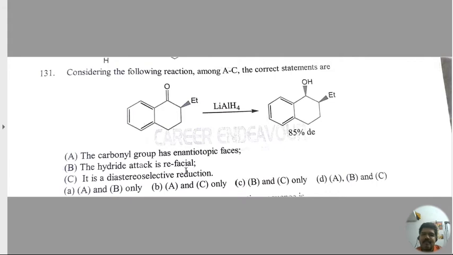Option C is the right answer, because the hydride attack is Re facial here, because hydride will attack this carbonyl group from the plane or below the plane of the carbonyl group. This carbonyl group is on the Re face, because this carbon has oxygen as the first priority, then comes this double bond, then comes this. So this anti-clockwise rotation, that is the Re face, is happening here. So H minus will attack the carbonyl through the Re face, that is right, and it is a diastereoselective reduction as well. So B and C are right, so option C is your right answer.